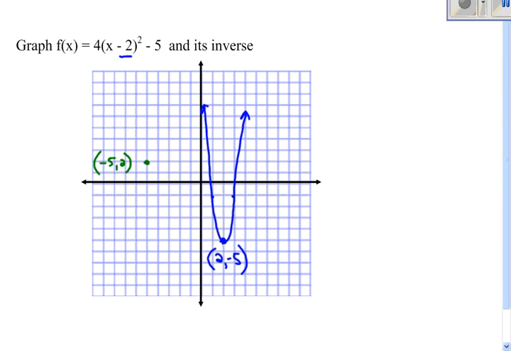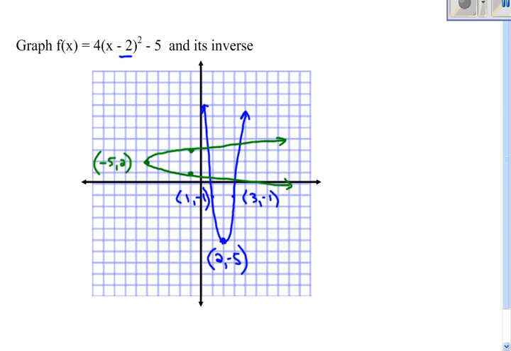In the first function, I have found the ordered pair (1, -1). If you put 1 in for x, 1 minus 2 is negative 1, squared is 1, times 4 is 4, minus 5, you get negative 1. So yes, (1, -1) is an ordered pair, just like (3, -1). If you were to put 3 in that quantity for x, you would get the ordered pair (3, -1). So if you take those two ordered pairs and you switch them around, you now have (-1, 1) and (-1, 3). And you can graph the inverse of that first parabola.